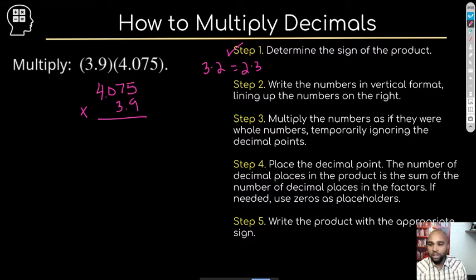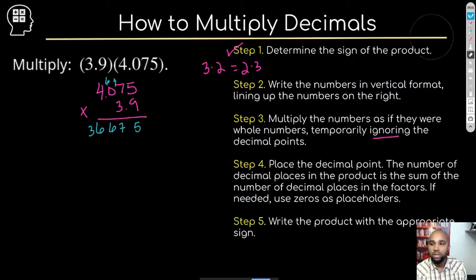And then we multiply the numbers as if they were whole numbers. Temporarily, we're going to ignore the decimals for right now. So let's just multiply as if we have no decimals. 9 times 5 is 45. 9 times 7 is 63, plus 4 is 67. 9 times 0 is 0, plus 6 is 6. And 9 times 4 is 36.